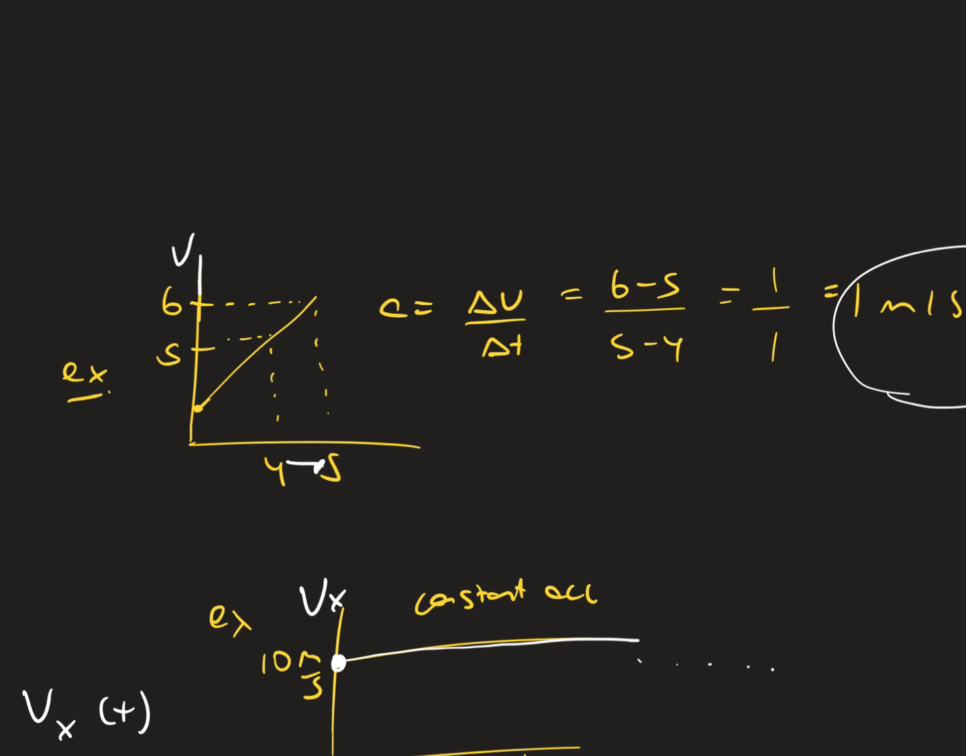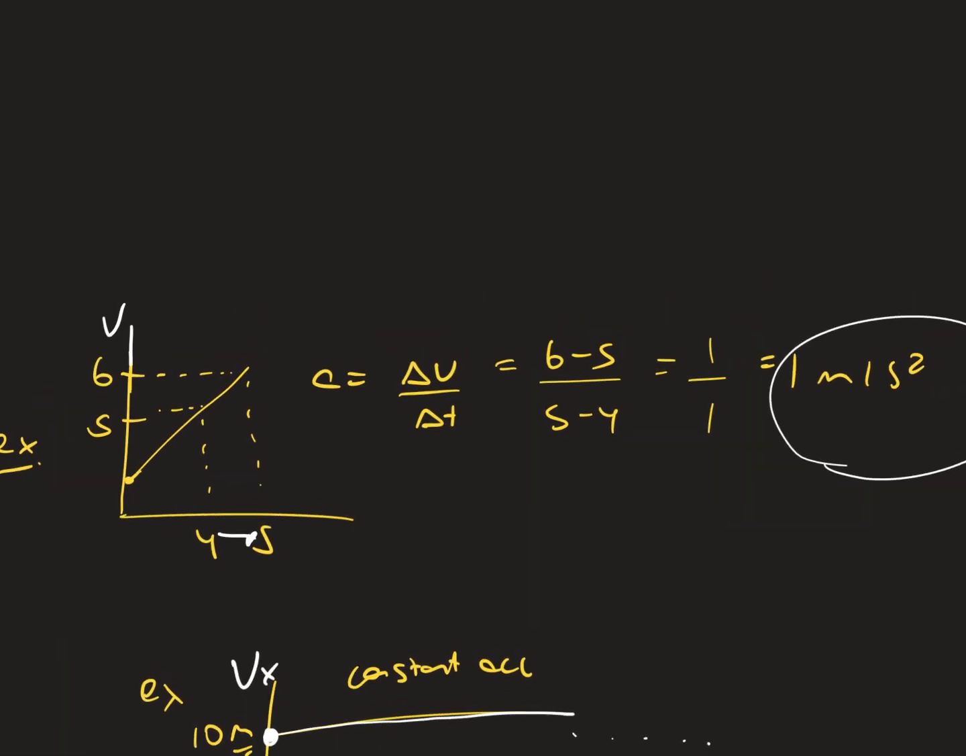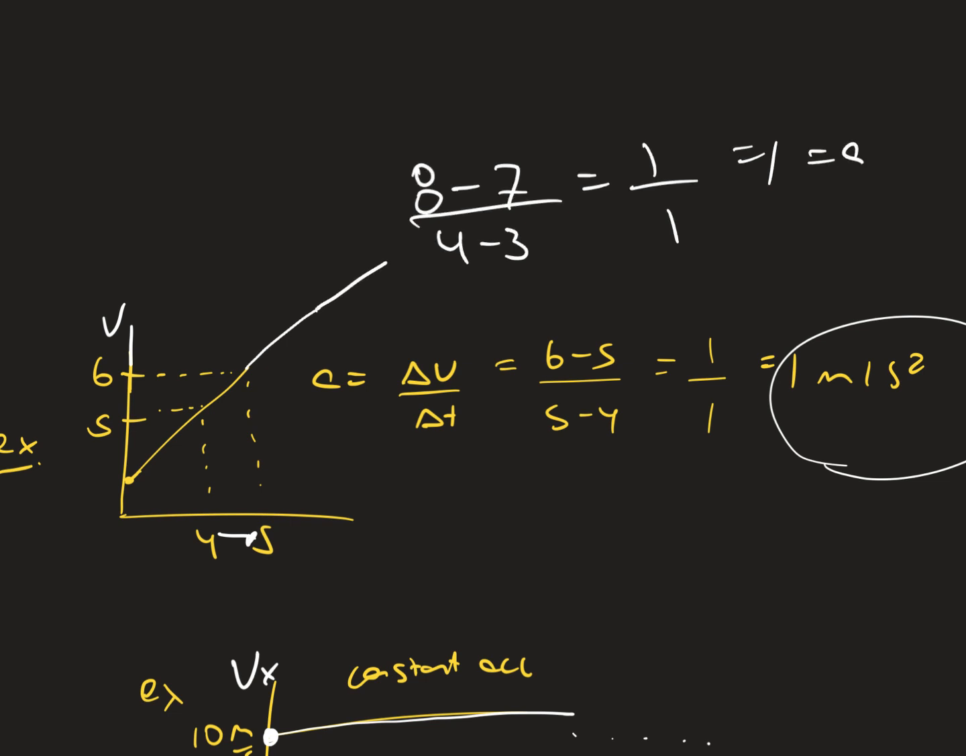Now if we use different values, let's say we get 8 minus 7 divided by, let's see, 4 minus 3. That should give us 1 divided by 1 equal 1. So as we keep going up, we're still going to have the same acceleration, so it's going to be constant.